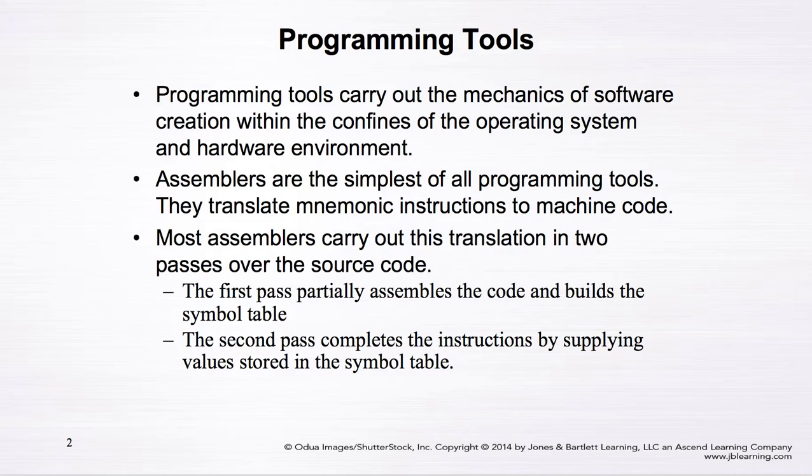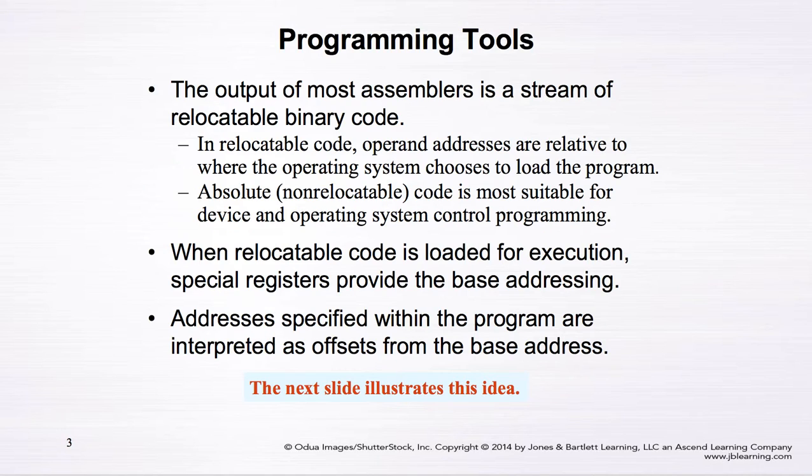The simplest one is the assembler. That's the simplest of all programming tools. Basically, the assembler translates mnemonic instructions to machine code. Most assemblers carry out this translation in two passes over the source code. The first pass partially assembles the code and builds the symbol table. The second pass completes the instruction by supplying the values stored in the symbol table.